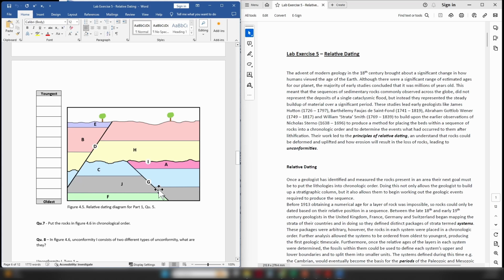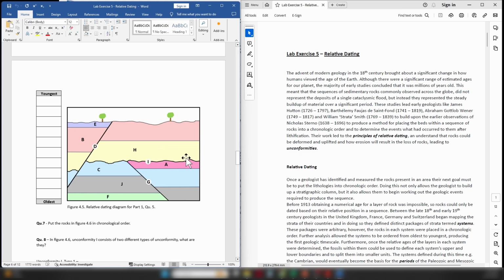You can also see that you have 2 faults, G and D, and you have an unconformity, I. So the principle of cross-cutting relationships is also going to come into play. So one of the things that I do want you to notice when you look at figure 4.5 is which rocks are cut by the faults.